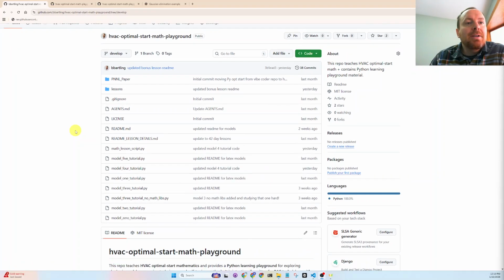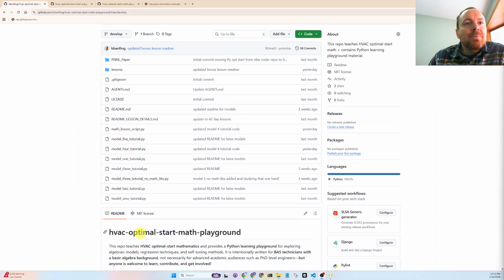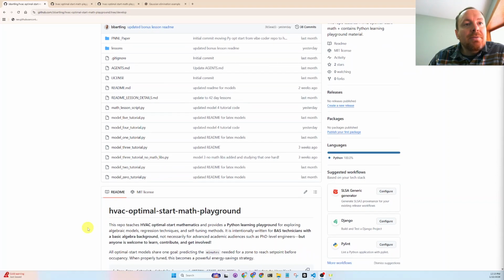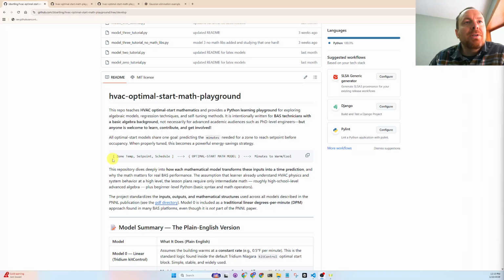So here we are back again for some more Optimal Start Math Playground. Like we've been talking about a lot before, this is mechanical engineering theory. We're studying the math models that can optimally start an HVAC system before the building is occupied. These models predict minutes to recover the zone, either warming it up or cooling it down.